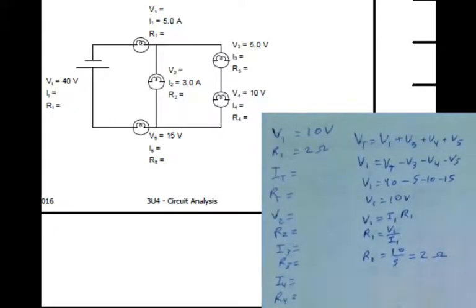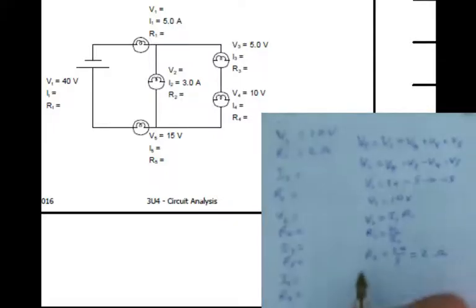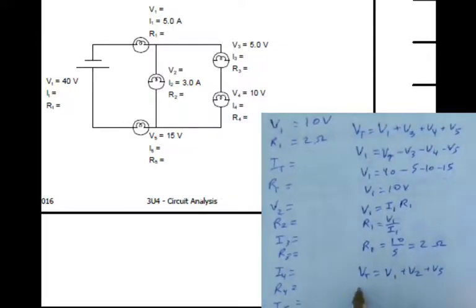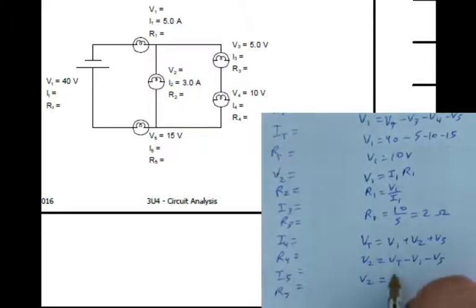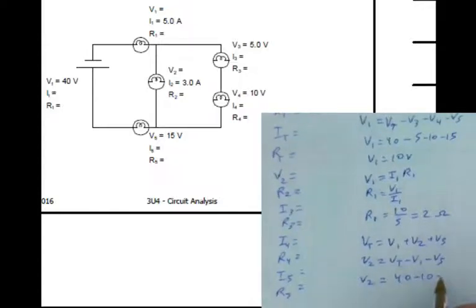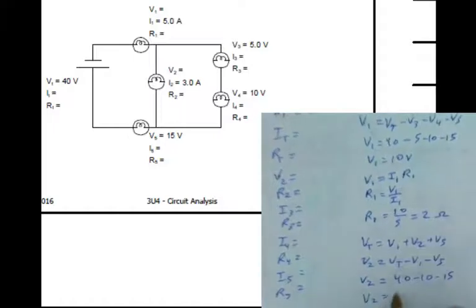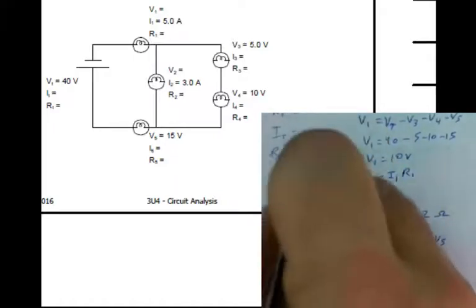I could then use the V1 and my V5 to solve for V2, because using Kirchhoff's voltage law, VT also equals V1 plus V2 plus V5, and V2 would be VT minus V1 minus V5. So V2 equals 40 minus 10 minus 15. And that gives me 15 volts. So V2 also equals 15 volts.